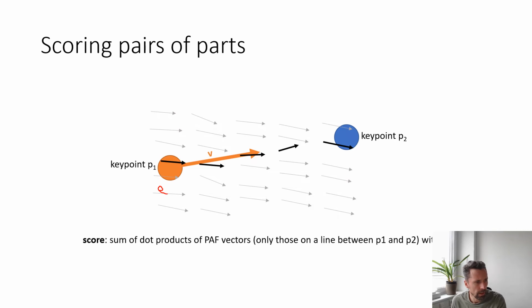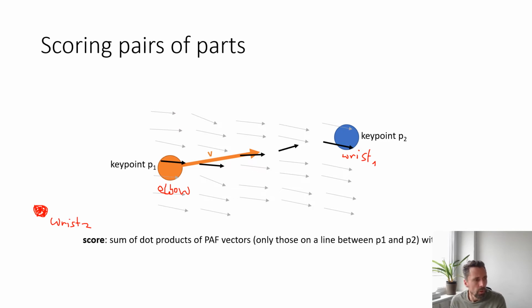Let's have a look at this elbow and this wrist. And let's say we have two of those wrists. One is here and one is up there. So this is wrist number 2. And now, how do we score this?